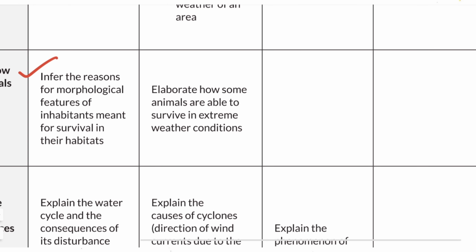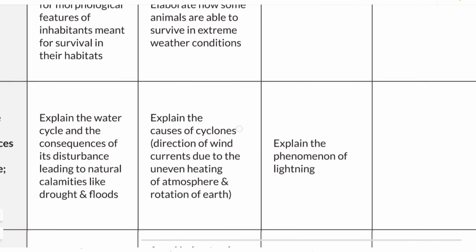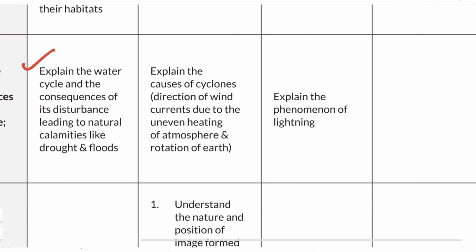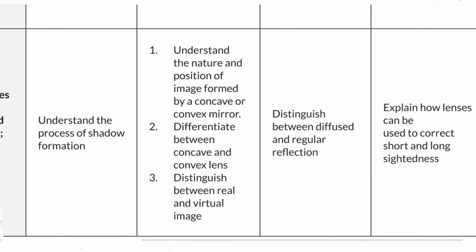Next, infer the region from the morphological features of inhabitants meant for survival in that habitat. Elaborate how animals are able to survive in extreme weather conditions. Next, explain the water cycle and the consequence of its disturbance leading to natural calamities like drought and flood. Explain the cause of cyclone, direction of wind current due to uneven heating of the atmosphere and rotation of the earth. Explain the phenomenon of lightning.